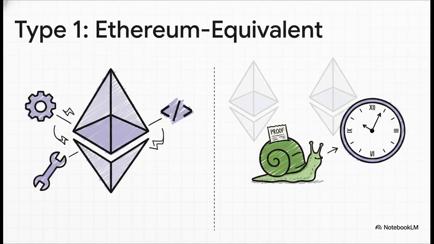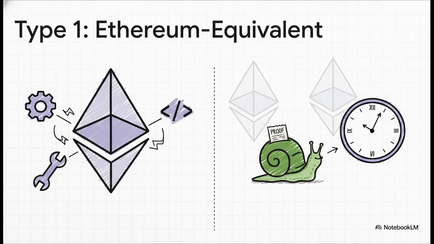Okay, so a Type 1 zkEVM is the purest form. Its only goal is to be a perfect one-to-one carbon copy of Ethereum. No changes at all. The upside? It's huge. Every single Ethereum tool, every developer library, it all just works right out of the box. But the downside is also huge.